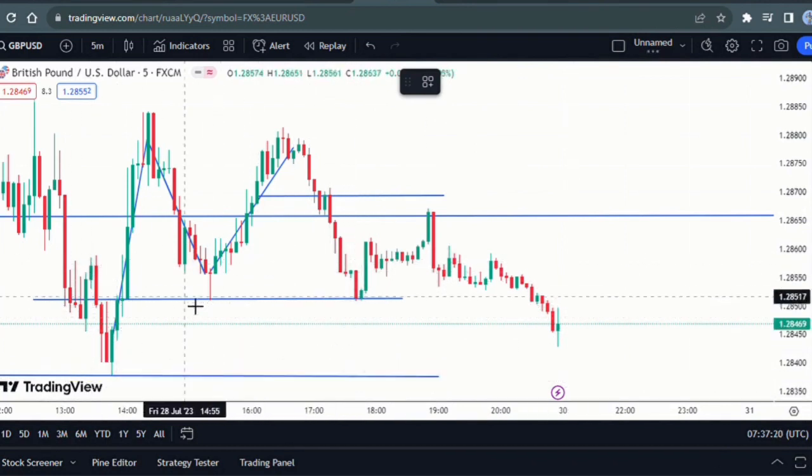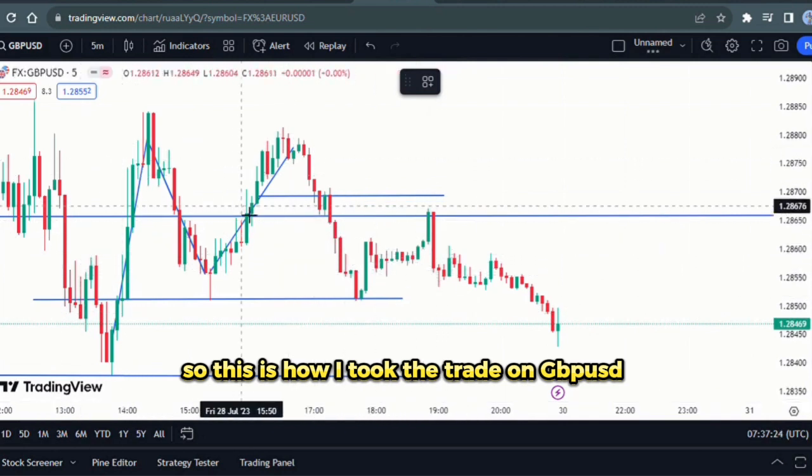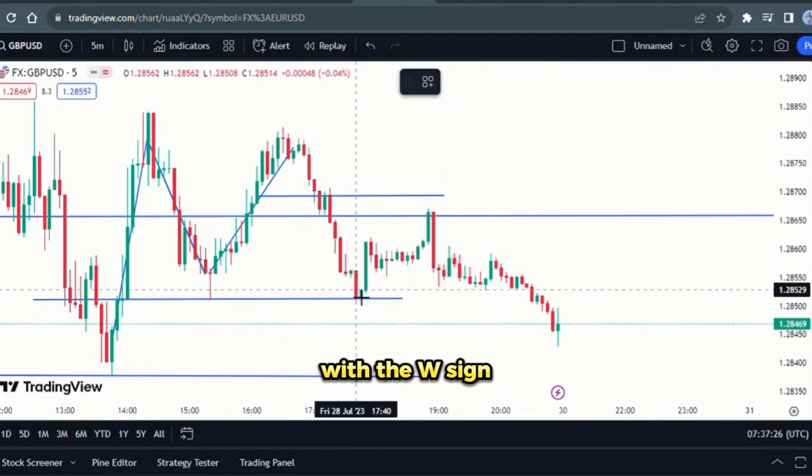So this is how I took the trade on GBP USDT with the W sign, with the M sign, I mean.